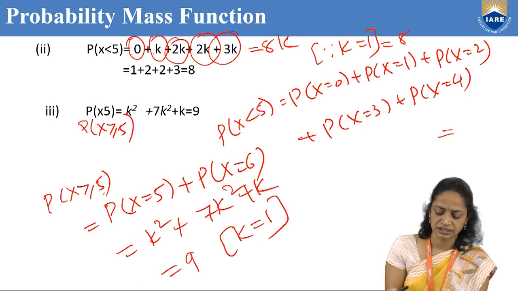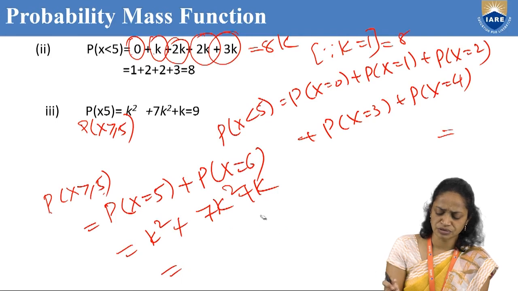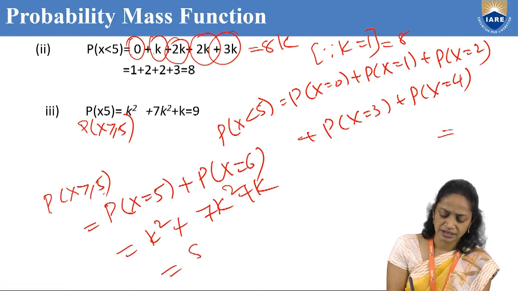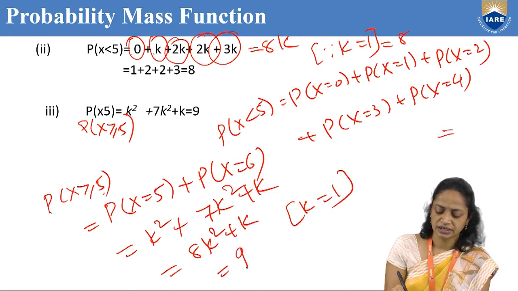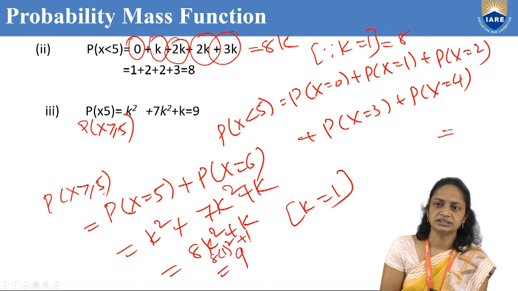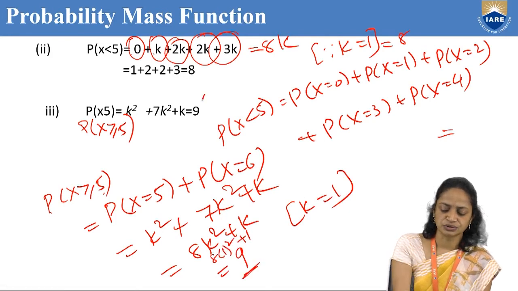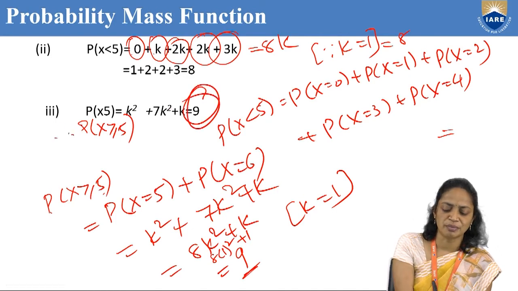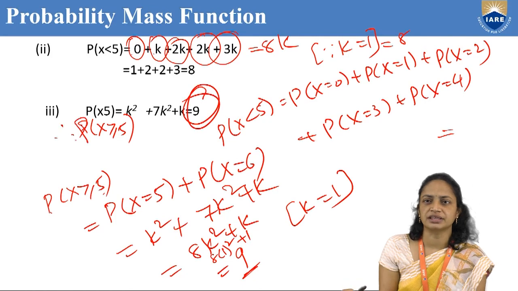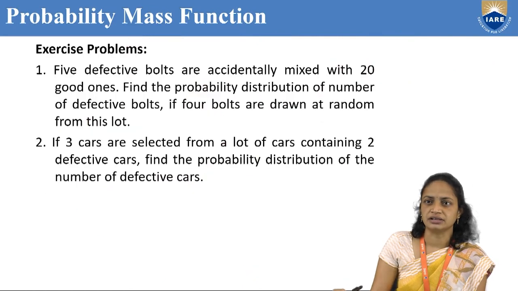Okay, so if you simplify this one, we will get 8k square plus k. So if you substitute k equal to 1 here, this is 8 into 1 square plus 1. So that is 8 plus 1, that is 9. So the total answer is 9. Therefore probability of x greater than or equal to 5 is 9.